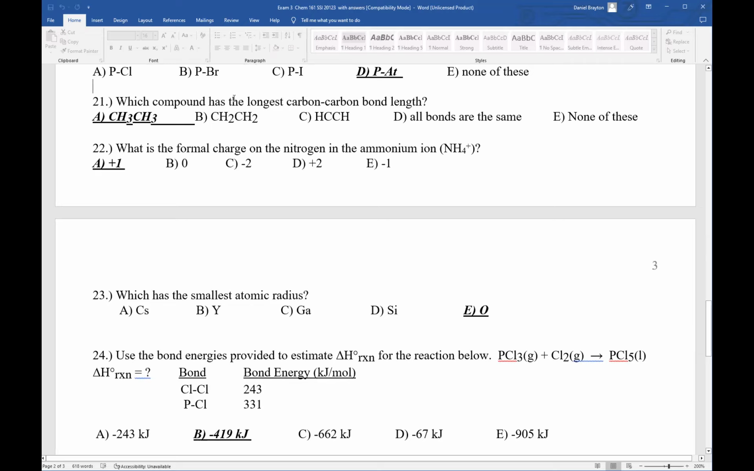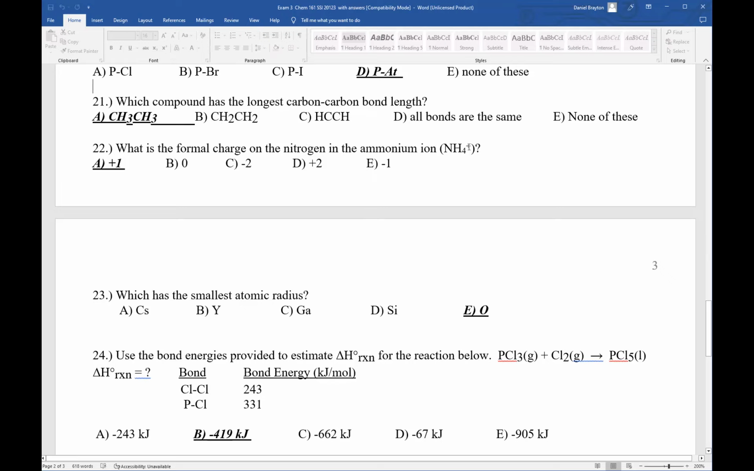21, which compound has the longest carbon-carbon bond? So this one is pretty similar to others: A is single, B is a double bond between the carbons, and C is a triple. So you had to recognize that from the formulas given, and what the Lewis structures must be, and then knowing the previous information, right? Single, double, triple. The longer the bond, the weaker, and the more electrons in there, the shorter and stronger the interaction. So lots of things going on, but asking it indirectly.